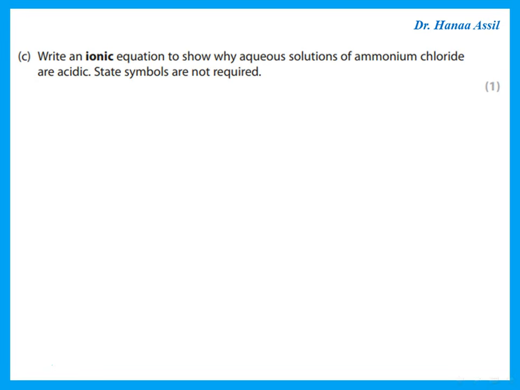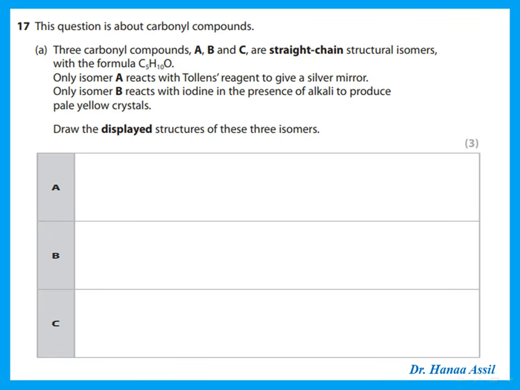Write an ionic equation to show why aqueous solutions of ammonium chloride are acidic. You don't want state symbols, so remember that ammonium ions in water will give ammonia plus an acid, so this would be written either as H3O+ or just ionization or breakdown of the NH4+ to give NH3 plus H+ ions. This question is about carbonyl compounds.